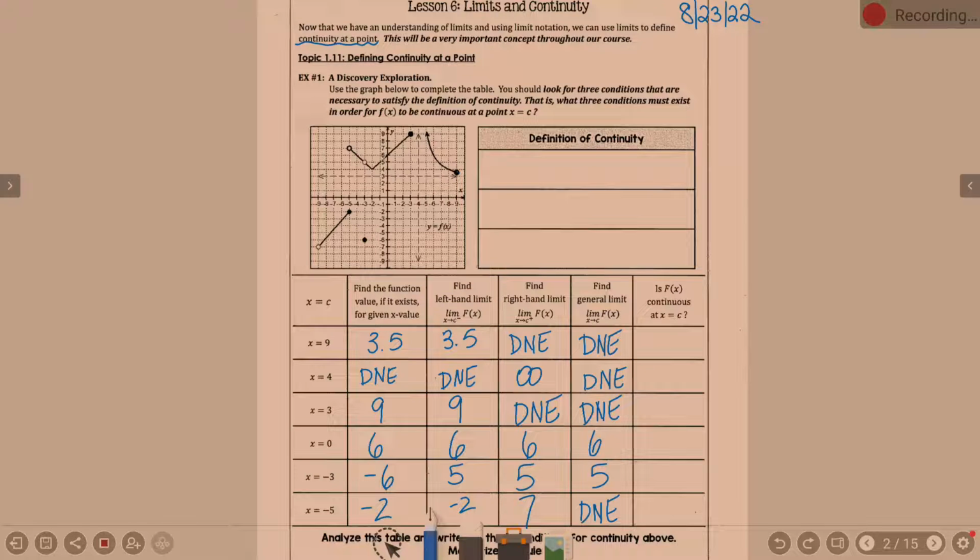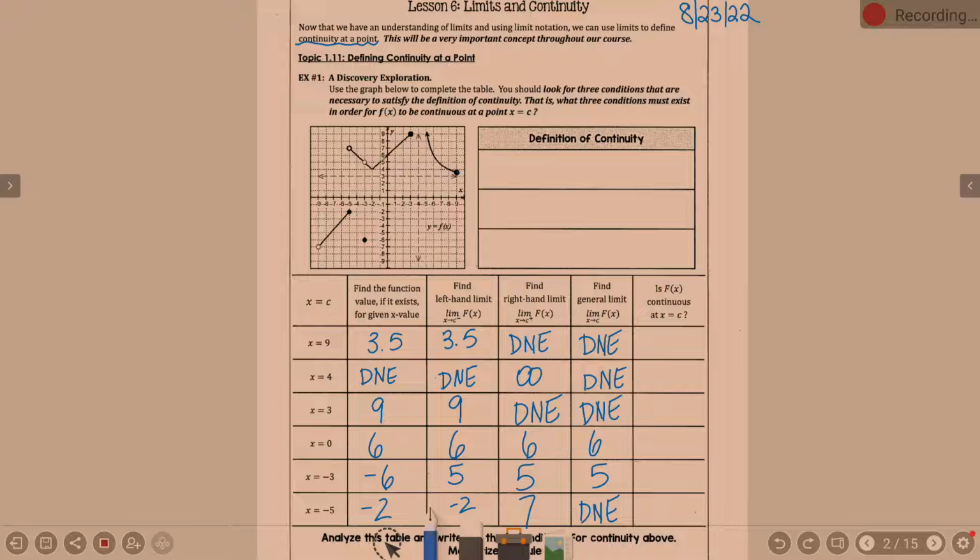Now, okay, continuity. Is f of x continuous at x equals c? Would you say yes for any of these? What have I kind of talked about? If it is continuous at this point, whichever point we're talking about, the limit from the left has to equal the limit from the right, and the value has to exist at that point. So it has to equal the value at that point.